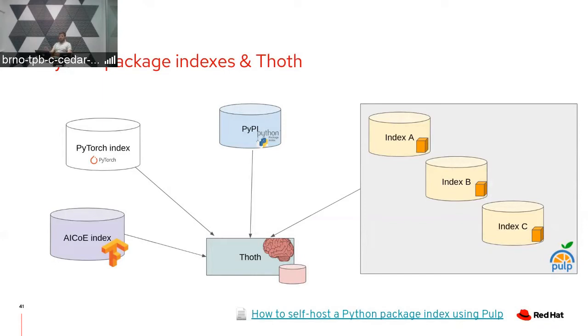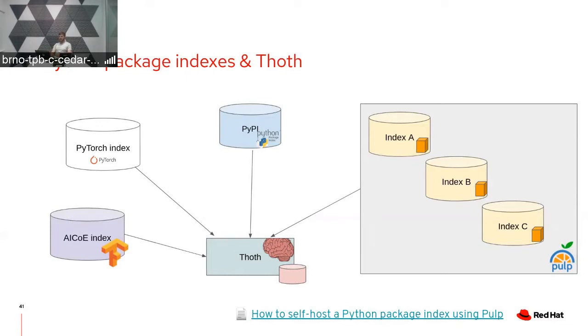As Thoth monitors all these indices and checks what packages in what versions are released on them, it can guide the resolution process so that users use the right software. So if you have, for example, an AVX2 enabled CPU and you would like to use the AICOE index, Thoth can transparently do that for you. So considering that your CPU has AVX2 instructions, Thoth can suggest you to use AICOE builds of TensorFlow.